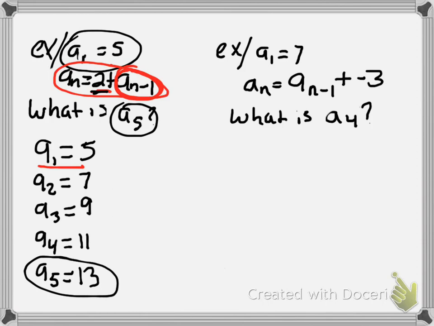That's a recursive formula. You have a starting point, you look at the formula to figure out what you're doing to get to the next term, then you get the next term. And then you just follow that pattern until, in this last case, a sub 5.